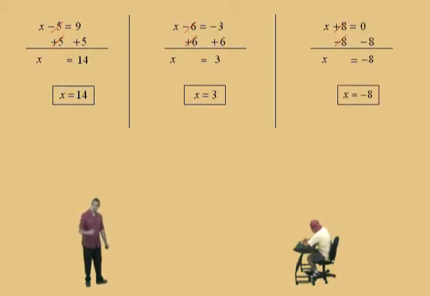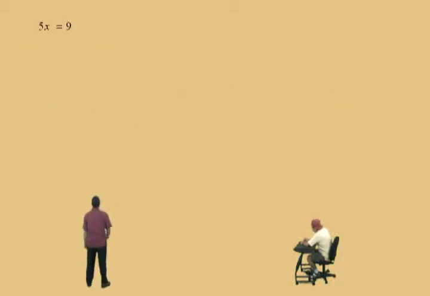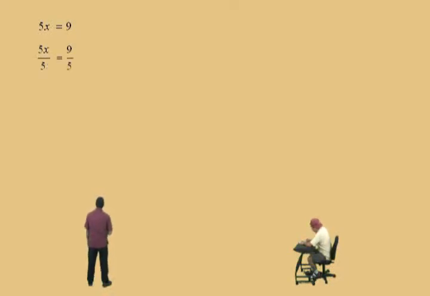Now, those were some good warm-up problems. So let's get some tougher ones. Now, here we have 5x equals 9. Remember, 5x means 5 times x. Our goal is to get 1x by itself. Okay, Charlie, now, since we have 5 times x and we want a 1x, what do we need to do to both sides? Divide by 5. Divide by 5, that's right.